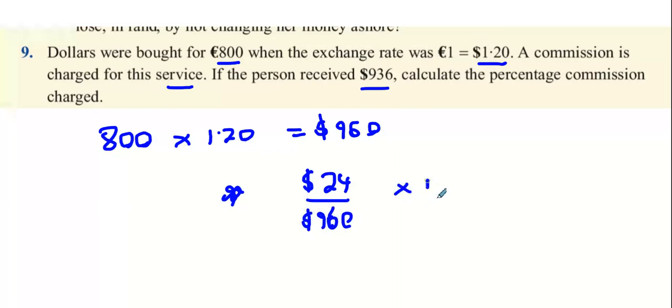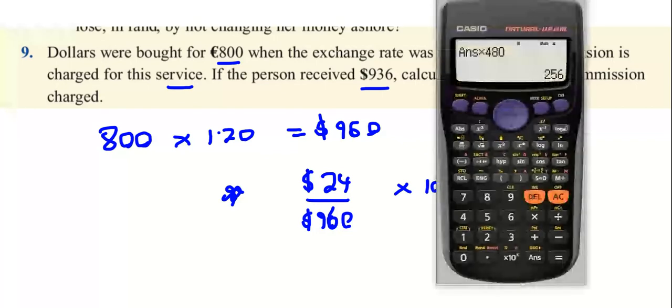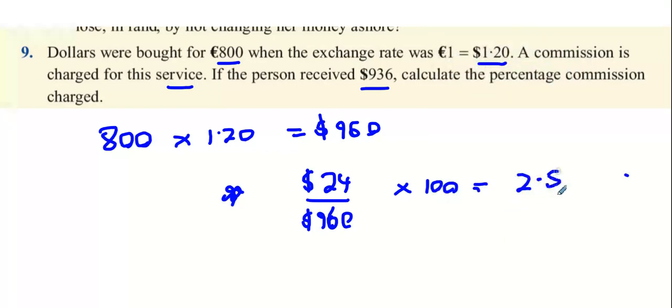So $24 out of the $960 you're supposed to end up with went missing. So multiply that by 100 to see what percentage you lost. 24 divided by 960, multiply that by 100, and we should get 2.5% commission for that one.